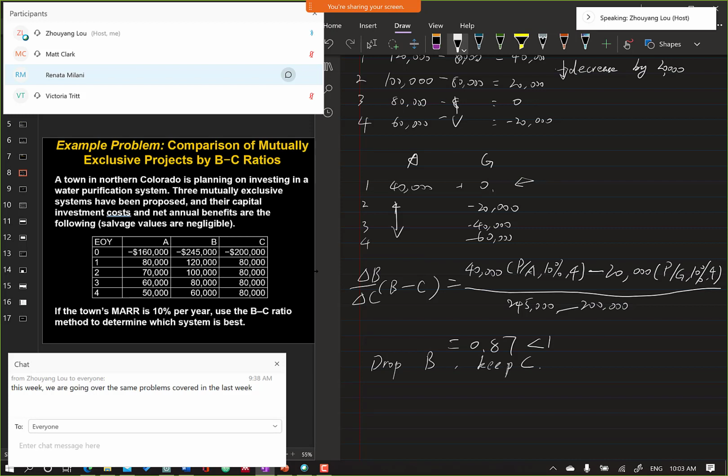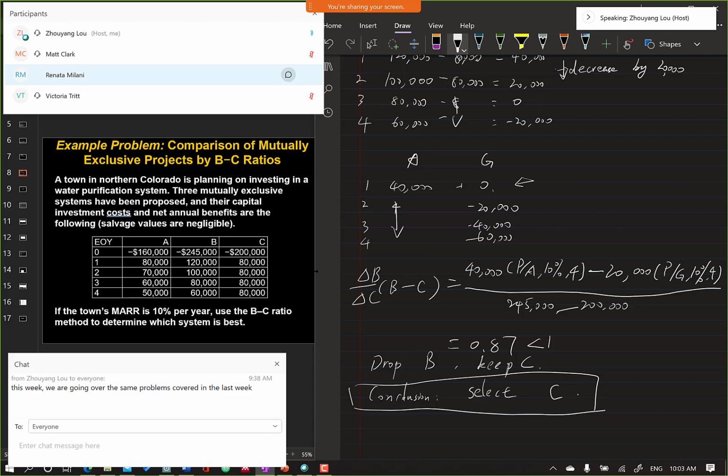Then our final conclusion will be selecting project C. So let me summarize the procedure of doing incremental benefit cost ratios when comparing multiple mutually exclusive projects.